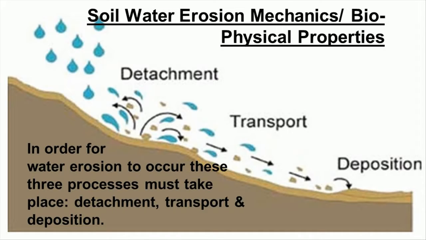Soil water erosion mechanics and biophysical properties. In order for water erosion to occur, these three crucial processes must take place. These are detachment, transport, and deposition.